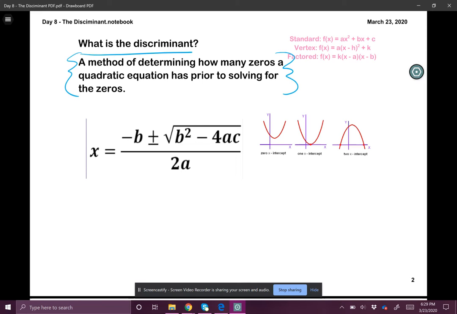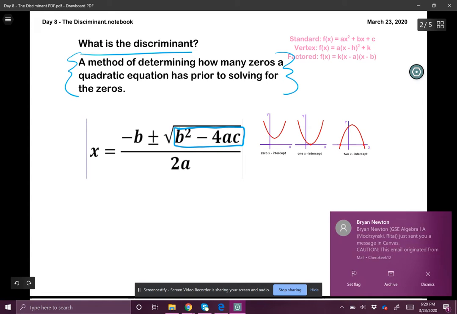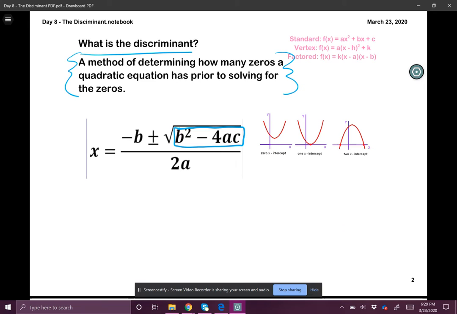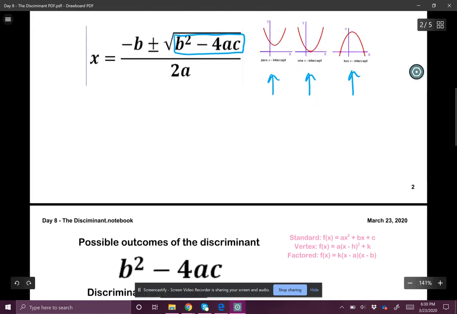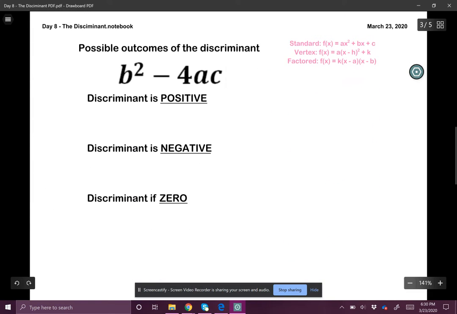And I have the quadratic formula on here for a reason, because the discriminant actually is part of the quadratic formula. It's this section of it right here. b squared minus 4ac is part of the formula. And again, when we're talking about zeros, we're looking at these three pictures right here. You're trying to predict prior to solving if a quadratic equation has 0 x-intercepts, 1 x-intercept, or 2 x-intercepts. So let's get some practice with that and figuring out possible outcomes of that discriminant.